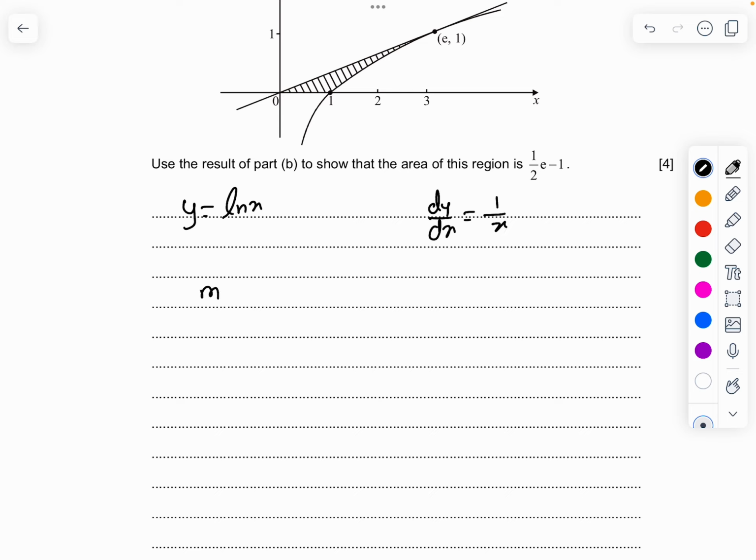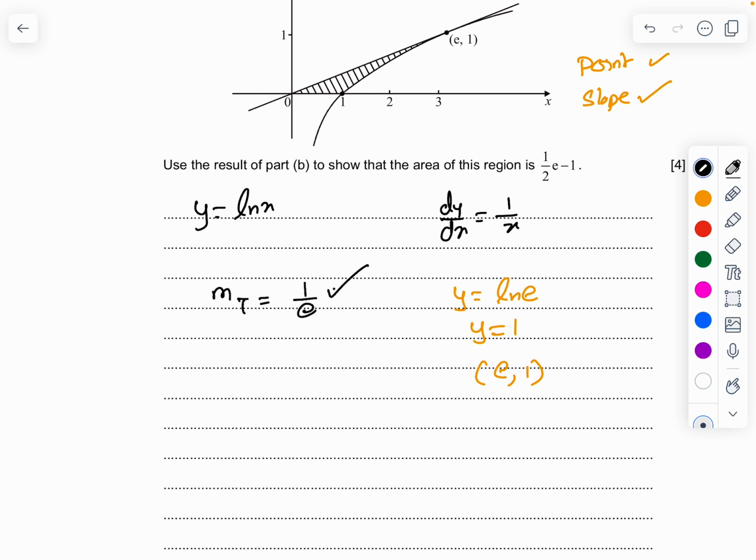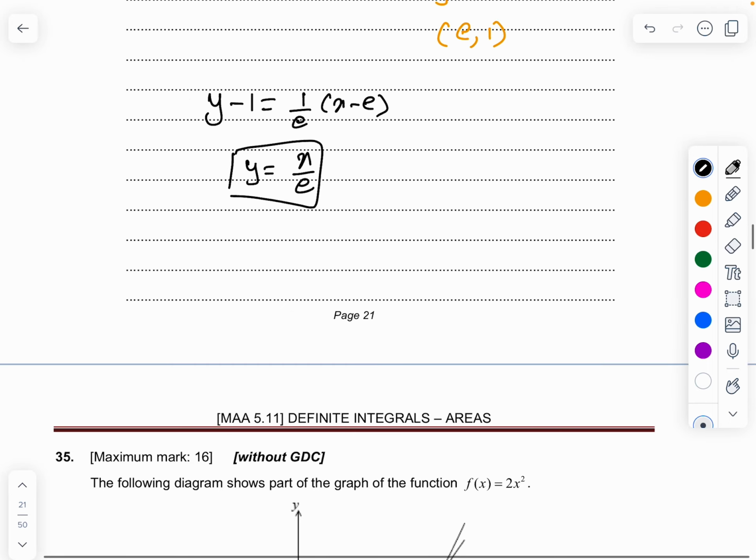Then gradient at x equals e, the gradient of the tangent will be 1 upon e. Then I need to know the point also. In order to know the equation, every time we need to know a point and the slope. We got the slope already, which is 1 upon e. For the point, y equals ln e, so y equals 1. So the point is e comma 1. Now the equation will be y minus y1 equals m times x minus x1. So y equals x upon e is going to be the equation of the tangent.